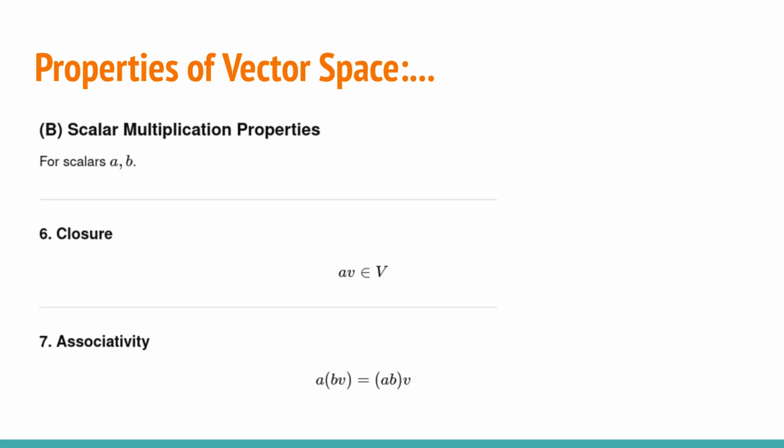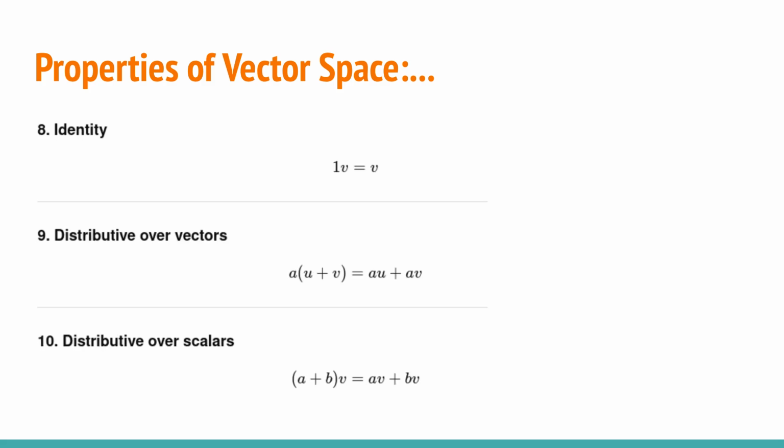Next, we examine the scalar multiplication properties. These include closure, where a scalar times a vector is in V, and associativity for scalars and vectors. The final scalar multiplication properties are identity, where 1 times V equals V. Additionally, two forms of distributivity must hold, over vectors and over scalars.